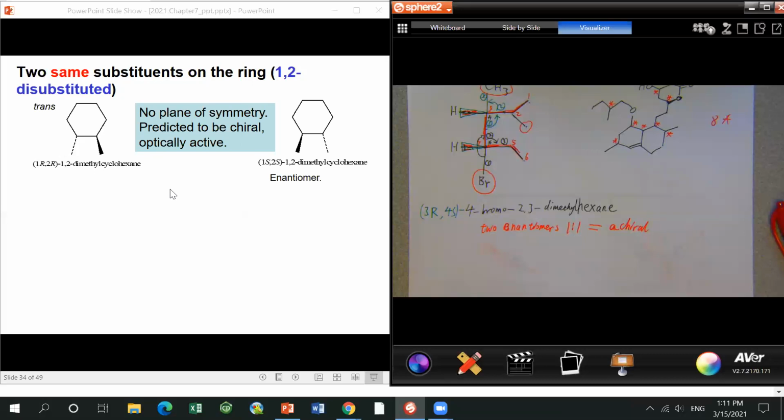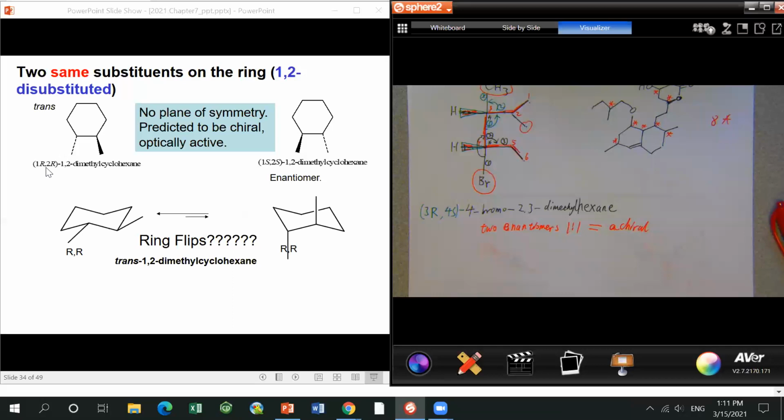Again, we said the real conformation of this molecule should be a chair conformation. So let's see what the chair conformation looks like for 1,2-trans-dimethylcyclohexane. There are two chair conformations. In one chair conformation, you can put both methyl groups at the equatorial position, one going up and one going down. In the other, one also going up and one going down, but both methyl groups are at the axial position.